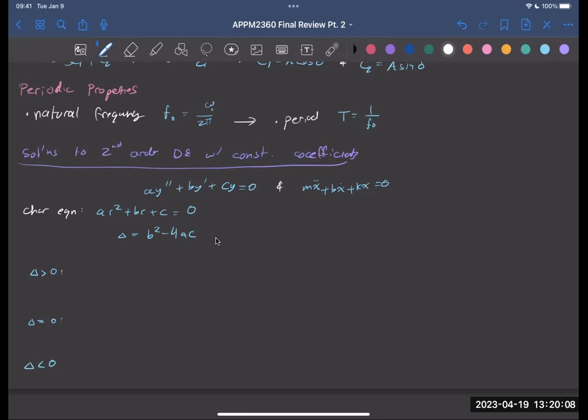In each of these cases, you will have 2 associated roots, but one of them may be a repeat of the other. So if my delta is positive, r1 and r2 are defined as negative B over 2A plus or minus the square root of B squared minus 4AC over 2A. If delta is equal to 0, then I'll have one repeated root. r is equal to negative B over 2A, and the other root is also just negative B over 2A. If my delta is negative, then I will have r1 and r2 defined as alpha plus or minus beta i, as defined in class.